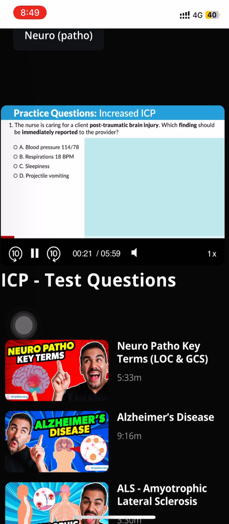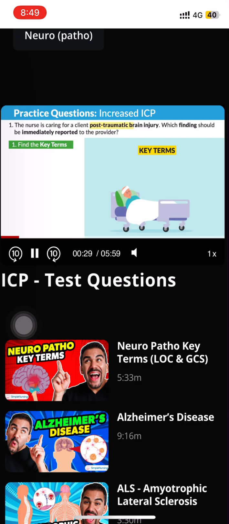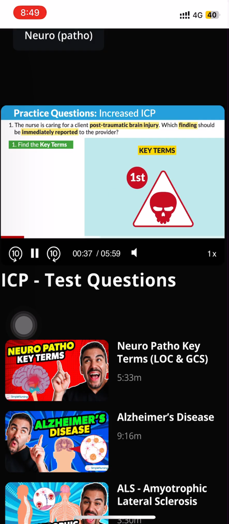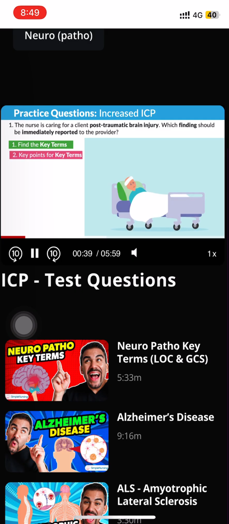Okay, so let's break this question down following our two-step question breakdown strategy. So first, look at the key terms in the question. We have post-traumatic brain injury and which findings to immediately report to the provider. So think what kills the client first. So number 2, always think of a few things you know about those key terms. Specifically for brain injury, think what kills the client. So worsening increased ICP signs.